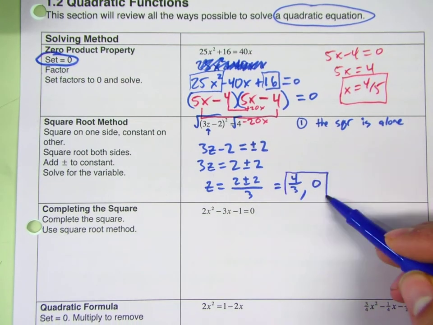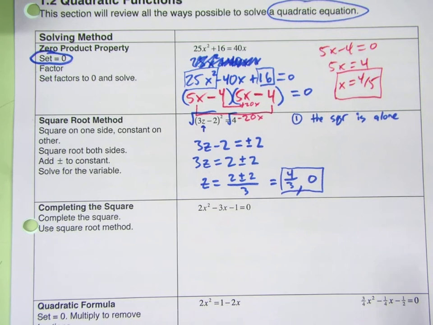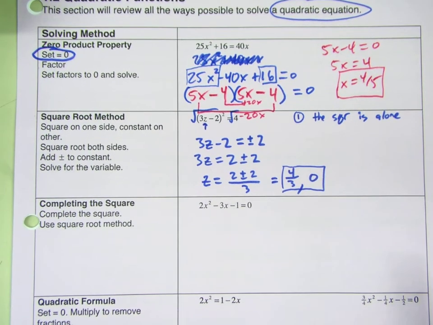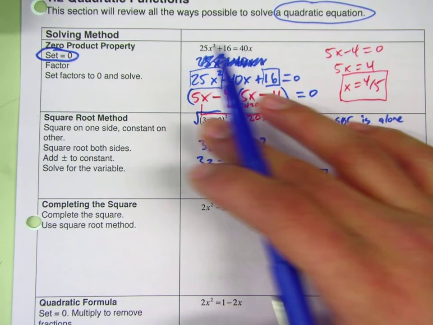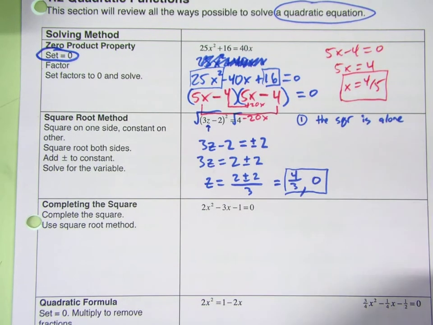Okay? Do you guys see how we're getting those two? Yes. Okay. Any questions so far? So if we factor, we use the zero product property. You set each factor equal to 0 and you solve.